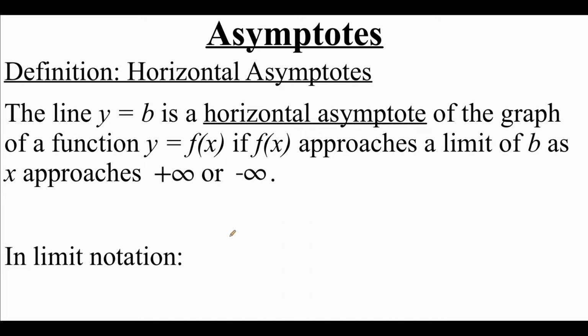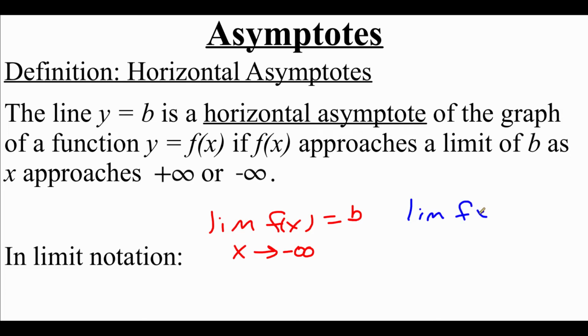We can actually write this out in something called limit notation, and limit notation is going to show up as we start working towards more calculus type ideas. So we would say that the limit of our function f of x is equal to this b value as our x value approaches negative infinity. But we could also write this for our x value approaching positive infinity. So we can say that the limit of our f of x function is equal to that same b value as our x values approach positive infinity.